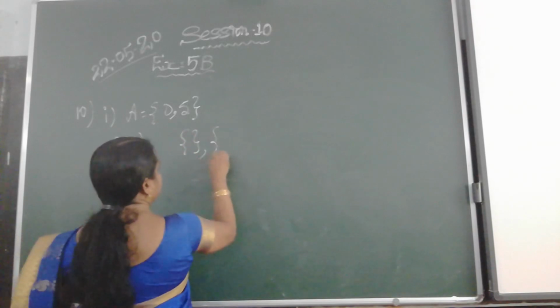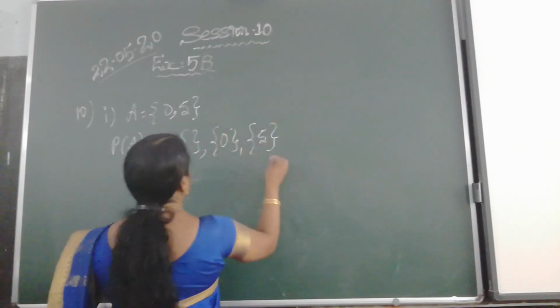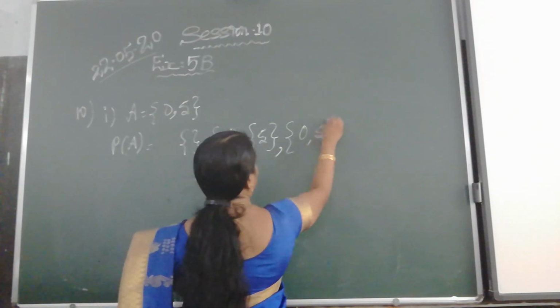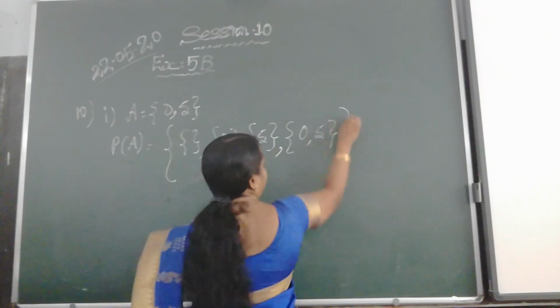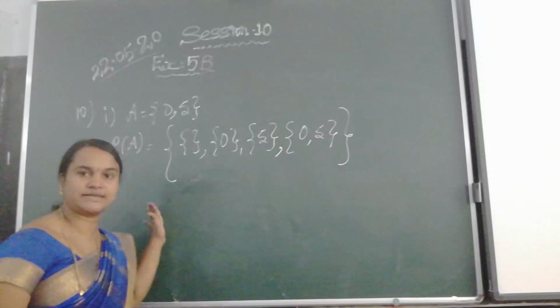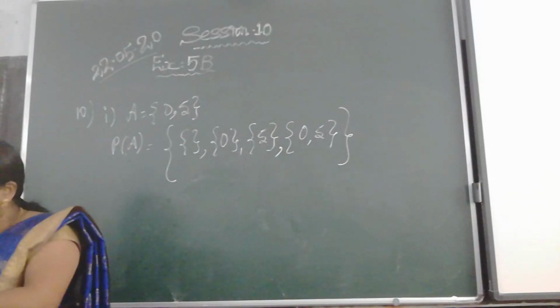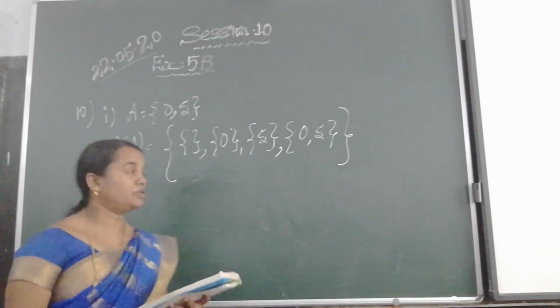Empty, second one is 0, third is 5, then afterwards 0 and 5. Now 1, 2, 3, 4. After that one big bracket. That is the power set. This is the first one, 10th first one. Now 10th second one, that is the homework for you. Now 10th third one.